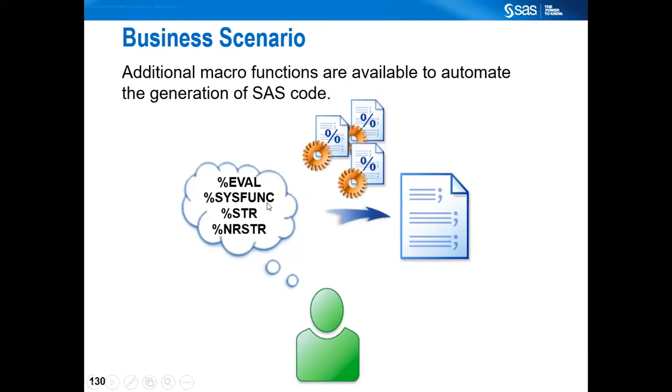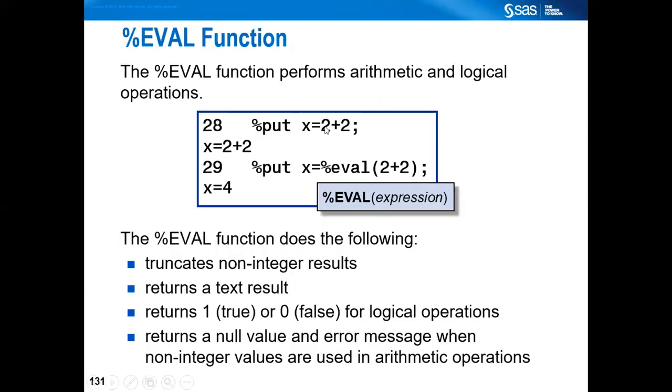So let's understand further functions. We saw sys function. Now we'll see percent eval. How does percent eval work? If x is equal to 2 plus 2, you know 2 plus 2 will never resolve as 4, because macro is a text processing facility. It will save it as 2 plus 2 itself. So if you want to evaluate this expression, you write percent eval 2 plus 2, or you can directly write percent eval ampersand x. So you'll get the value resolved as 4.